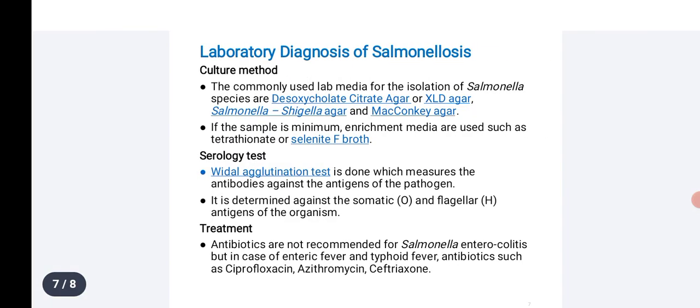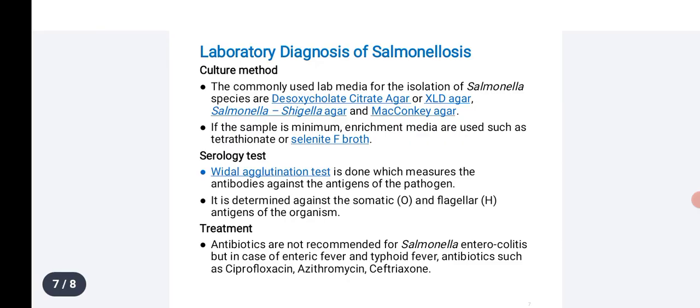So next is the lab diagnosis of salmonellosis. There are two or three different methods used to identify this bacterium from the infected person. First is the culture method. The commonly used lab media for the isolation of Salmonella species are deoxycholate citrate agar, XLD agar, SS agar and MacConkey agar. If the sample is minimal, enrichment media such as tetrathionate or selenite F broth are used.